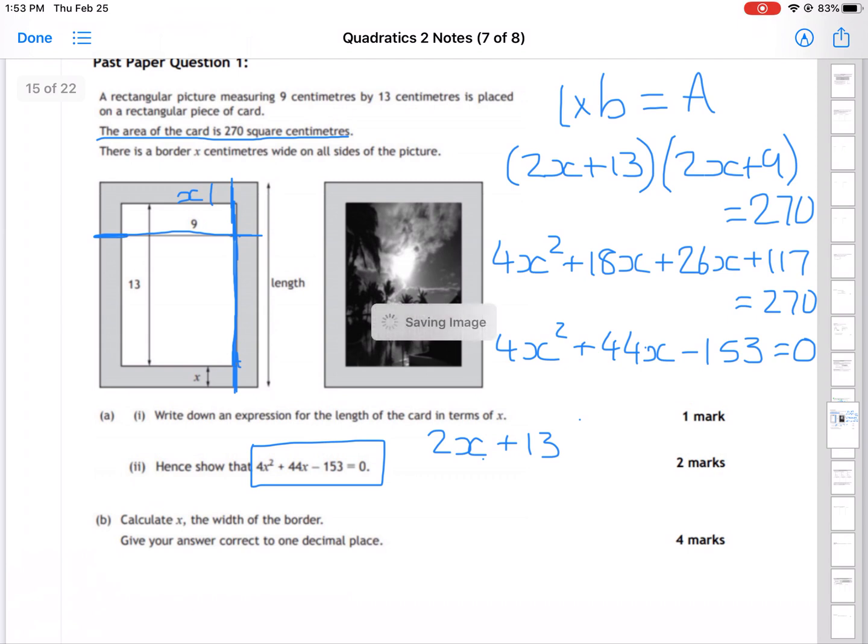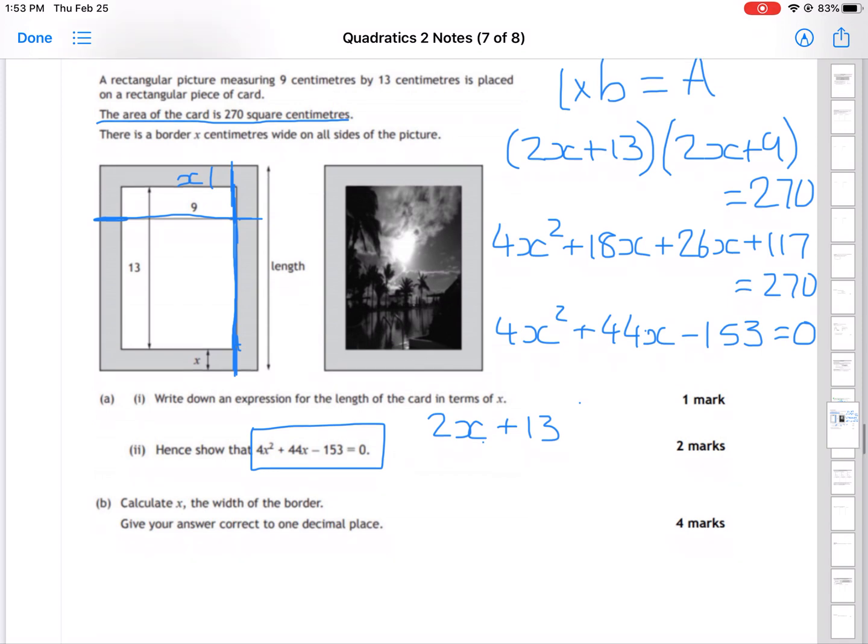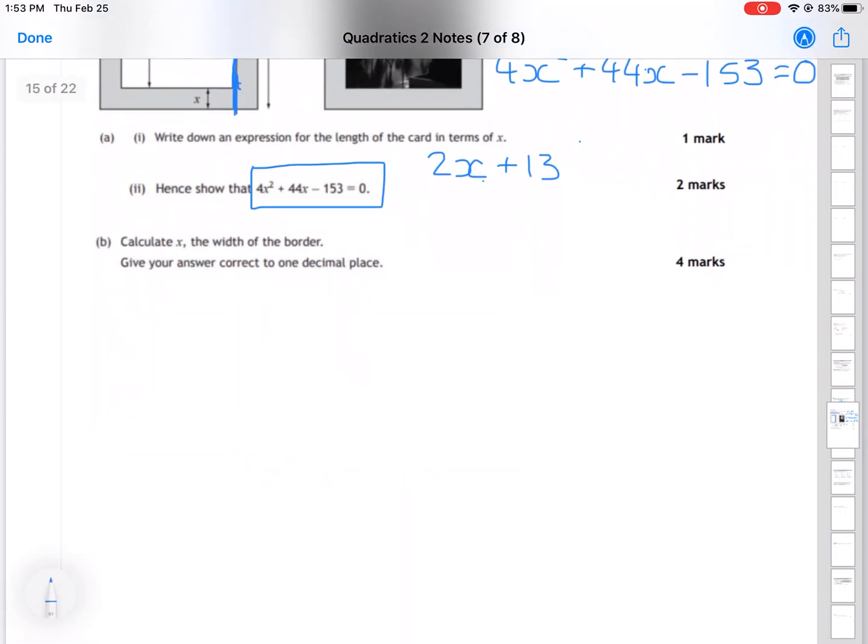Just like we saw with the factorising examples, it gave you what answer it wanted you to get. You just had to try and prove that you could get to that with the algebra and the rearranging and so on. Okay. So for this part B of the question, we are looking to calculate x, which is the width of the border, and we have to give our answer correct to 1 decimal place.